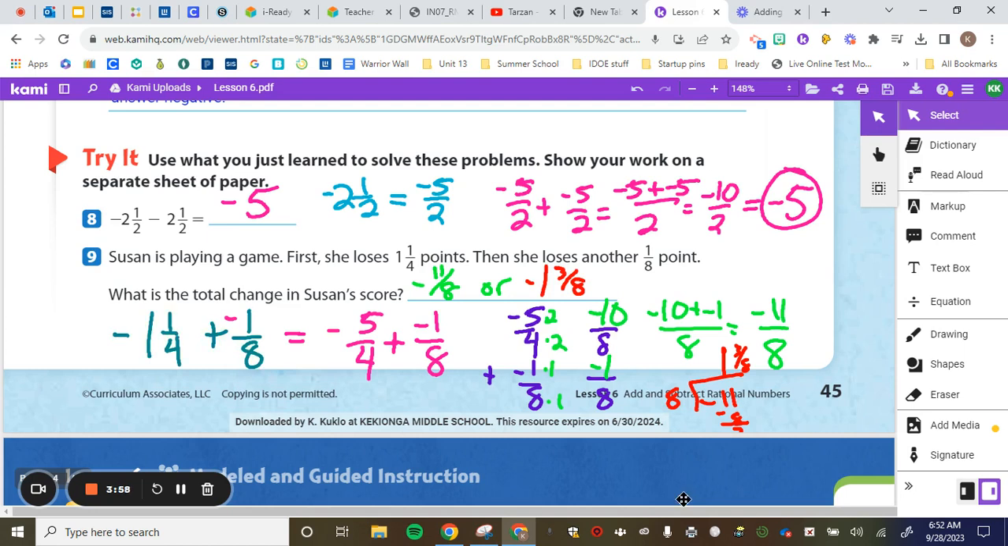I first turned my mixed number improper. So I have negative 5 over 4 plus negative 1 over 8. Then I found my common denominator of 8. Then I added my numerators, negative 10 plus negative 1 over 8, and I get negative 11 over 8. And if you want to turn that into a mixed number, you could divide negative 11 divided by 8, and you would get negative 1 3/8.